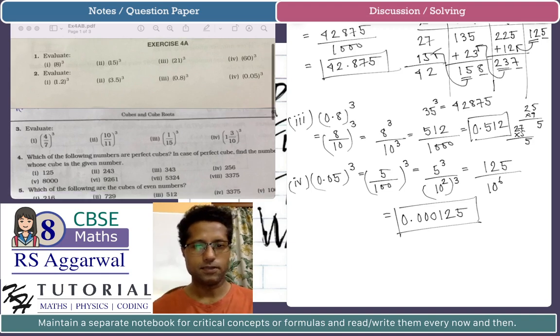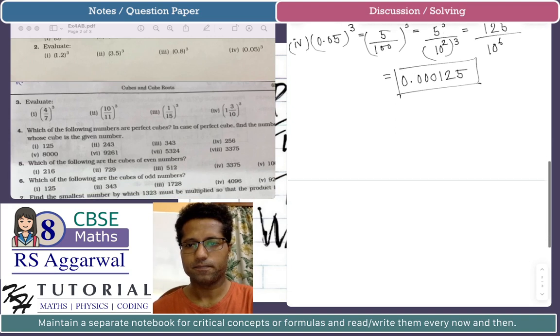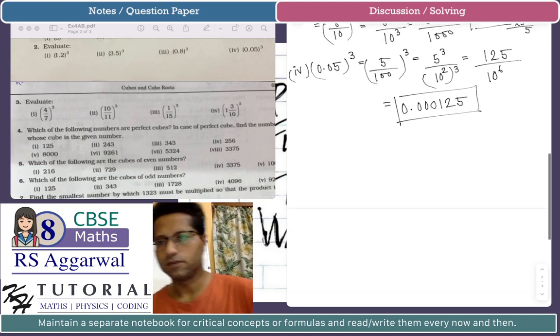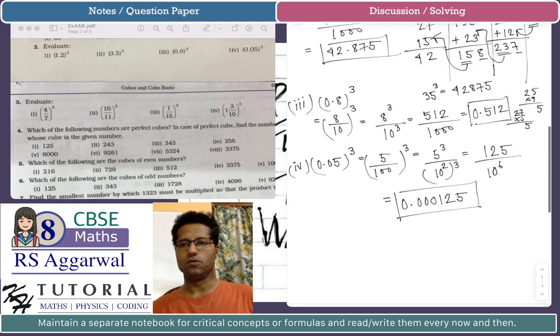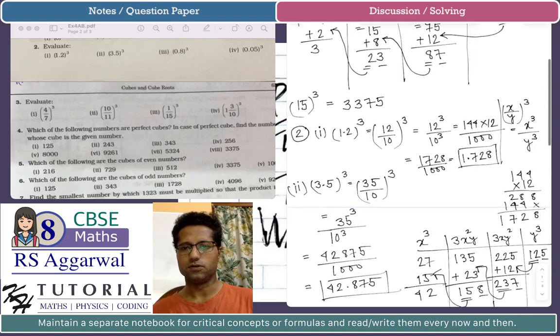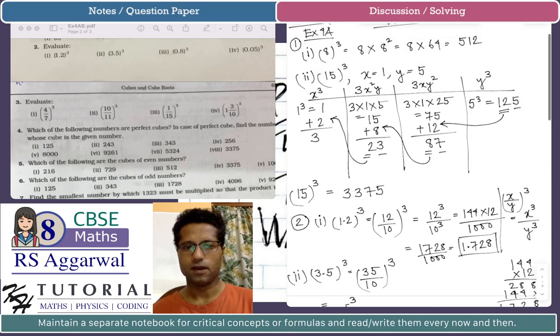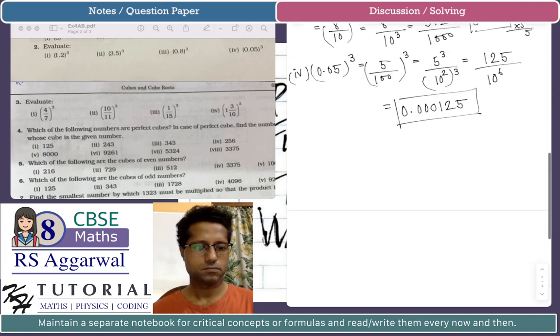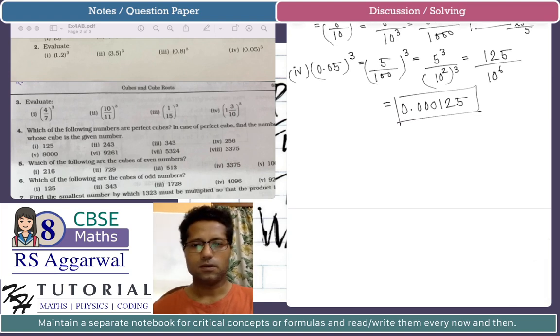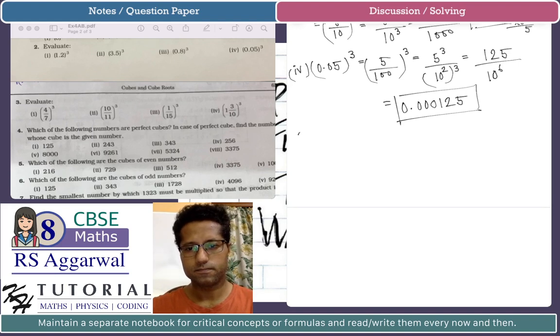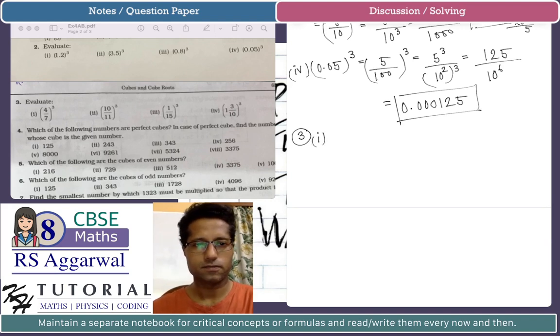Okay, let's do problem number 3. While I am solving the problem, you should quickly pause the video and take a screenshot of the solution if you think it will help you as a future reference. Problem number 3. This is also evaluate the cubes of fractions or mixed fractions. These are pretty simple. Let's do two of them.